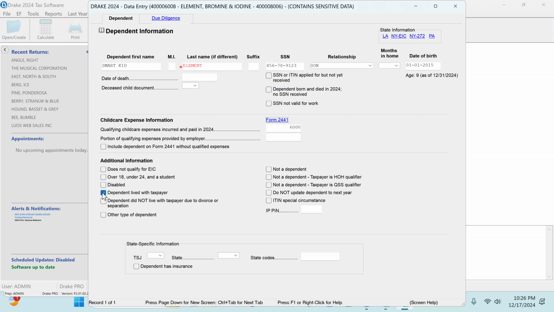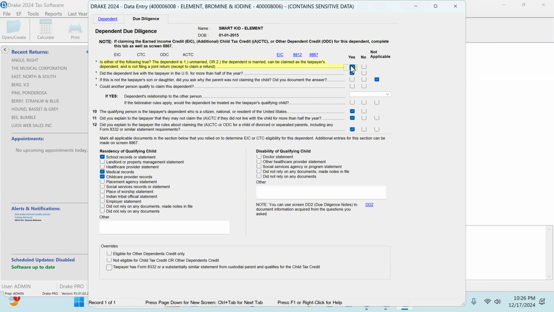So they live with their parents, 9 years old. Need to do due diligence. So yes, yes, no, not apply. Skip those 2 questions. Yes, free, and those 3 are applied.